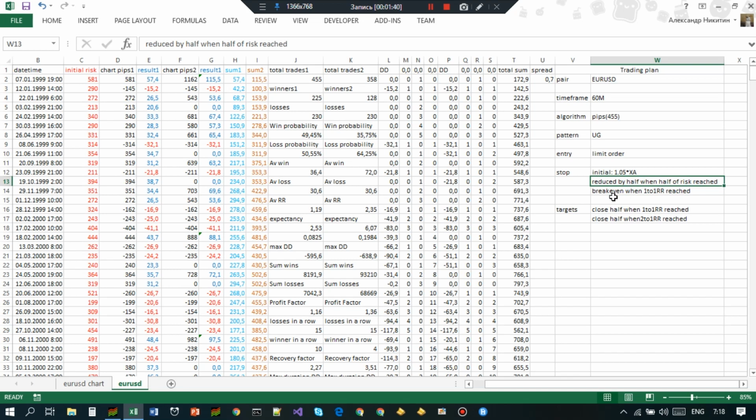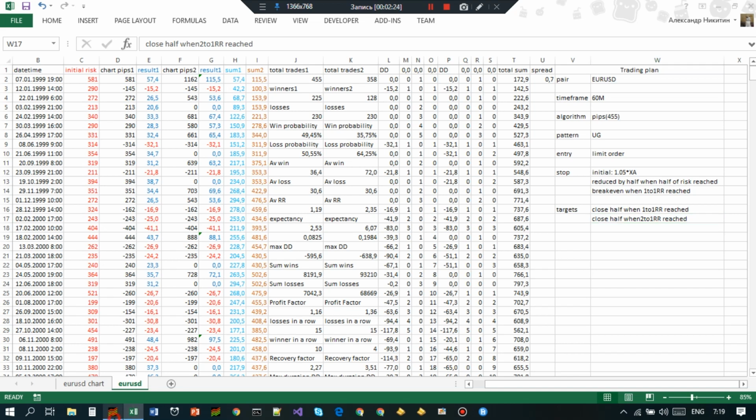It means that you calculate the distance from your entry to your stop loss and define how much risk you have. Let's say 50 pips, and when you have 25 pips in profit, then you reduce your risk by 25 pips, and when you have 50 pips in profit, then you close half of your position, then you reduce your risk by another 25 pips to get break even, and that's it. You have your second half running. So the targets are described this way: close half when 1-to-1 risk to reward is reached, and close another half when 2-to-1 risk to reward is reached.